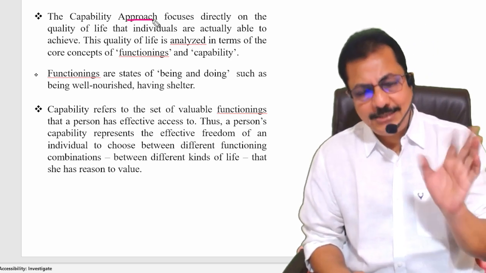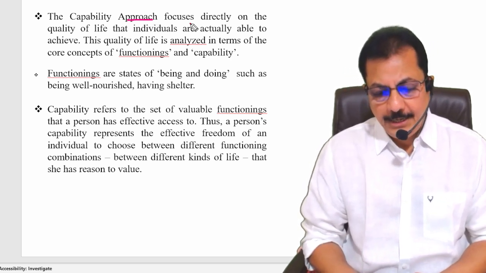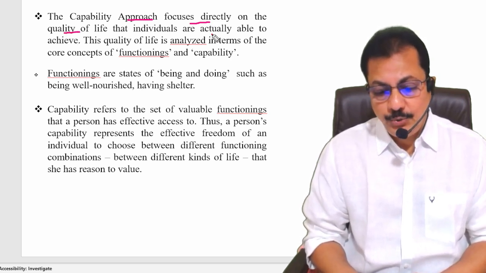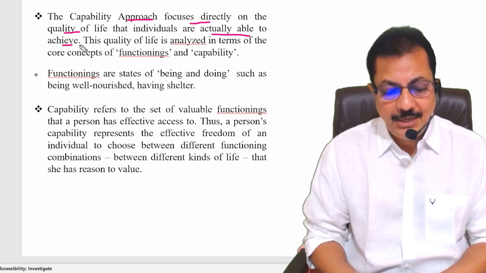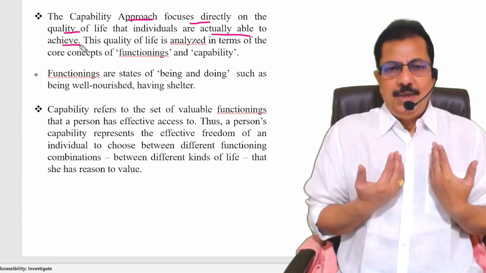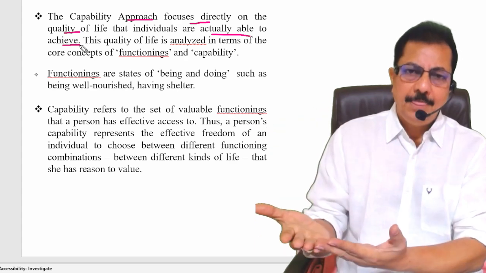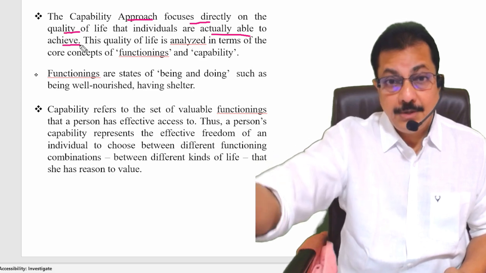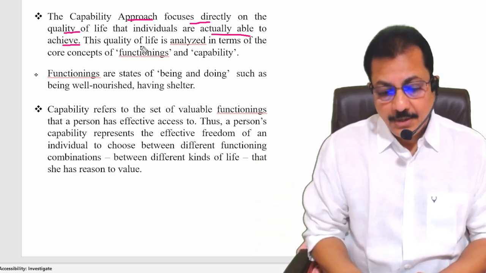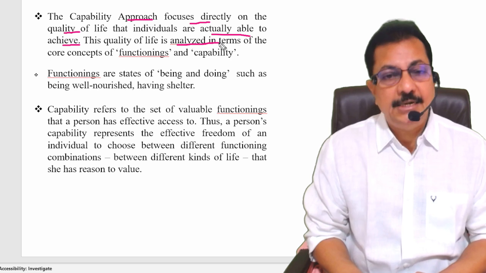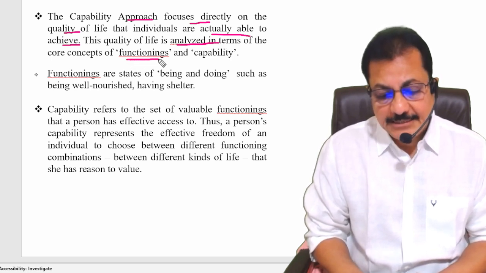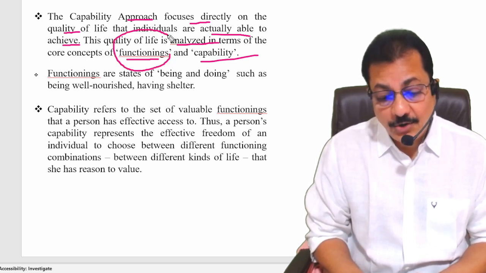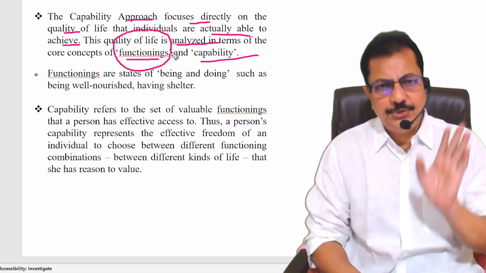Capability approach as given by Dr. Amartya Sen focuses directly on the quality of life that individuals are actually able to achieve. Right? So where I am now and where I can be. Right from here, I can take my quality to the higher levels. Clear? I am looking at the quality. This quality of life is analyzed in terms of the functionings and capability. He used the word functionings, not functioning. Deliberately he used it. I'll tell you.